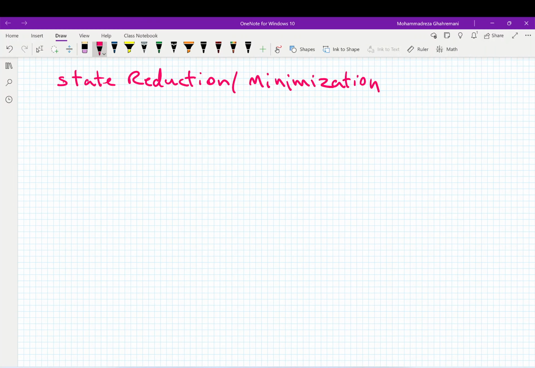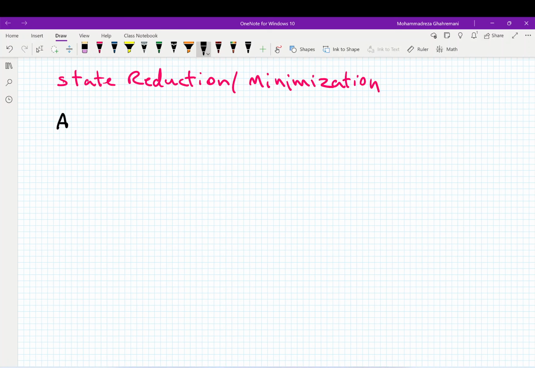Hello. Today we are going to talk about state reduction and minimization of the circuits. We know that when we analyze a sequential circuit, we start from a circuit diagram and it culminates to a state table or state diagram.